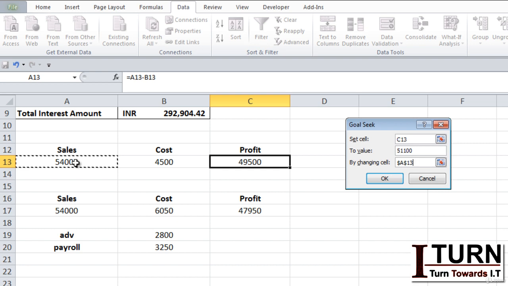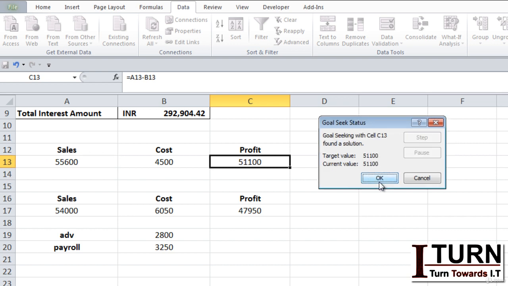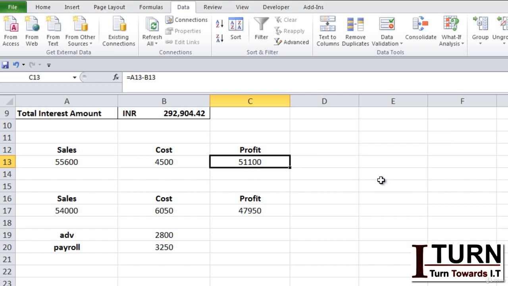So just have a look at how the values will change in order to reach this goal in profit. OK, and you may see the value of sales has been changed in order to reach the profit of 51,100. Click OK in order to keep these changes. This was a very simple scenario.